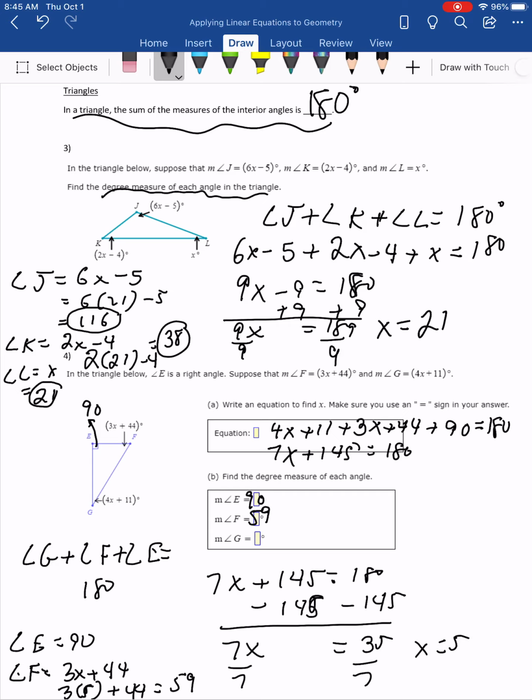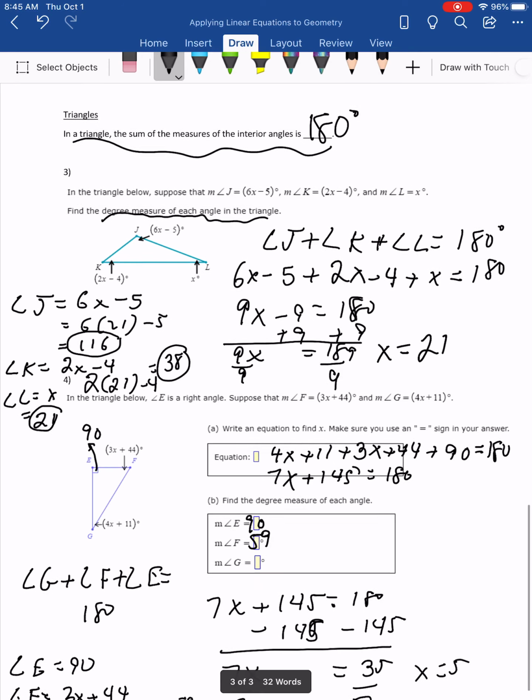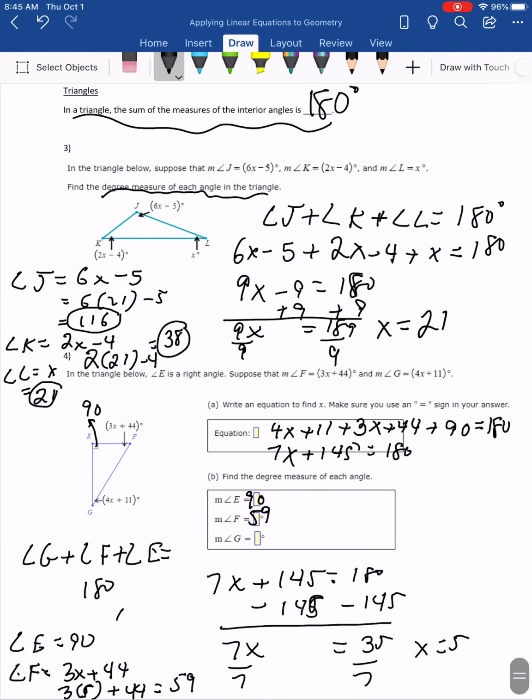Okay, and angle G, let's do that over here. 4x plus 11, 4 times 5 plus 11, which is 20 and 11, 31. And that's your answer.